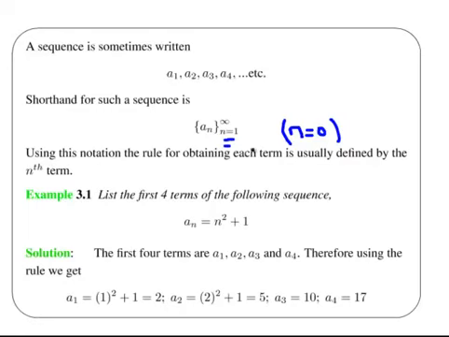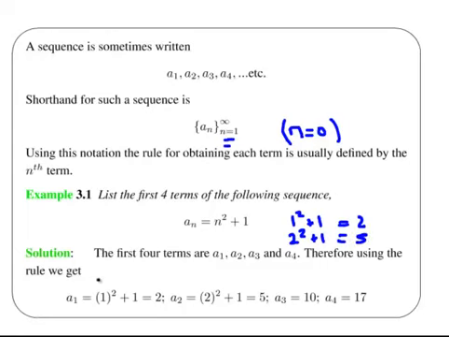Now, using this notation, the rule for obtaining each term is defined by the nth term. So list the first four terms of the following sequence: a n equals n squared plus 1. I'll just quickly do the first one here. And again, we're going to assume that the first value is 1, starting from n equals 1. So 1 squared plus 1, that gives us 2. 2 squared plus 1, that gives us 5, and so on.